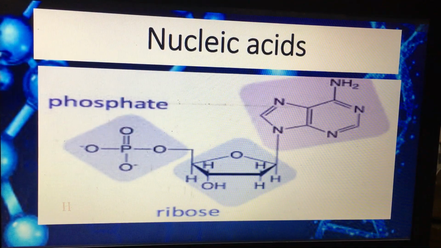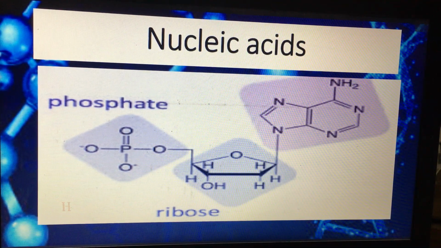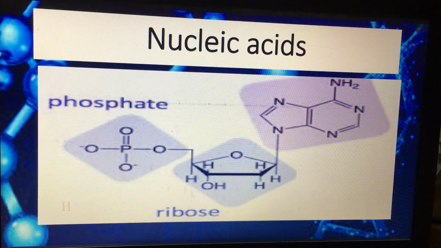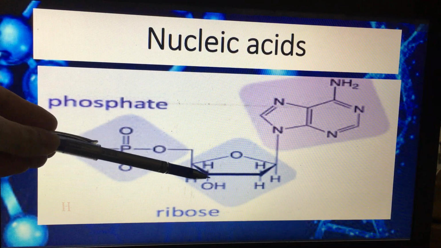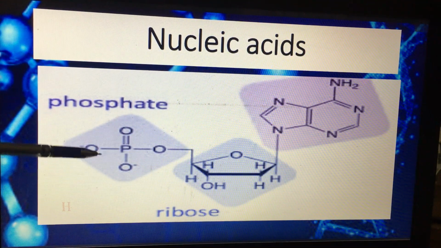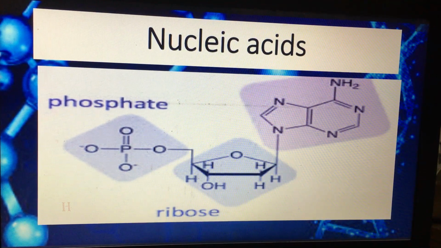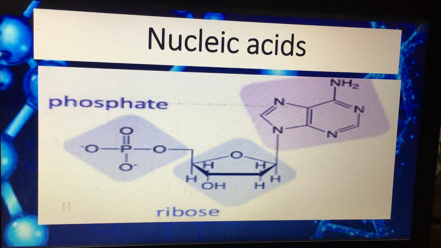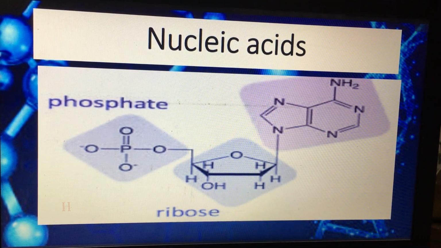Okay, and the last group, nucleic acid, contains carbon, hydrogen, oxygen, nitrogen, and also phosphate. Phosphate is a group, so we have phosphorus, P. So those are the four groups. As we said, carbohydrates and lipids contain carbon, hydrogen, oxygen. Amino acids or proteins contain carbon, hydrogen, oxygen, and nitrogen, and sometimes sulfur. And nucleic acid contains carbon, hydrogen, oxygen, nitrogen, and phosphorus.